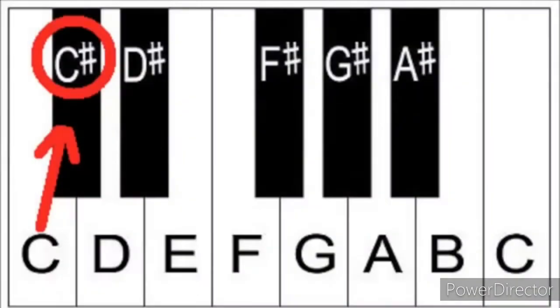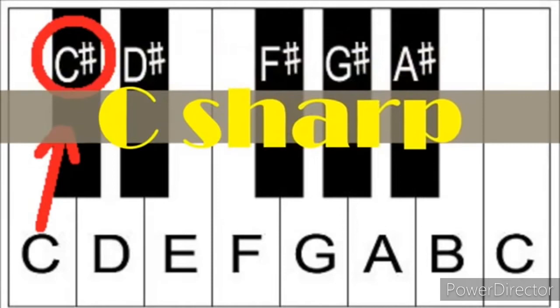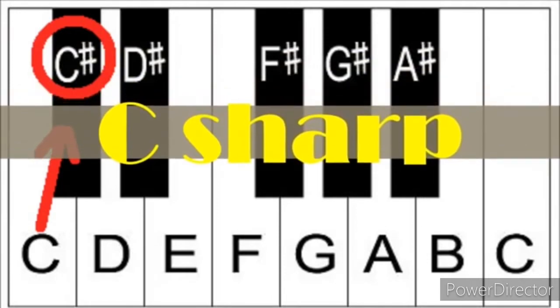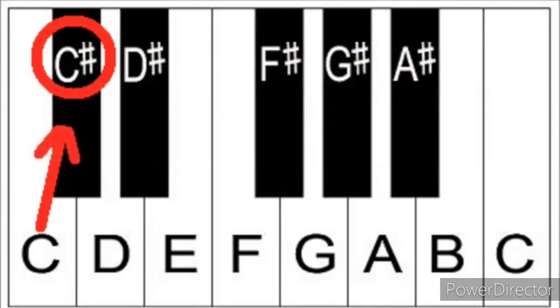Sharps. You already know where C is on your keyboard. I want you to now focus on the black key that comes immediately after C. This key is called C sharp. It is called C sharp because it is to the immediate right of C.